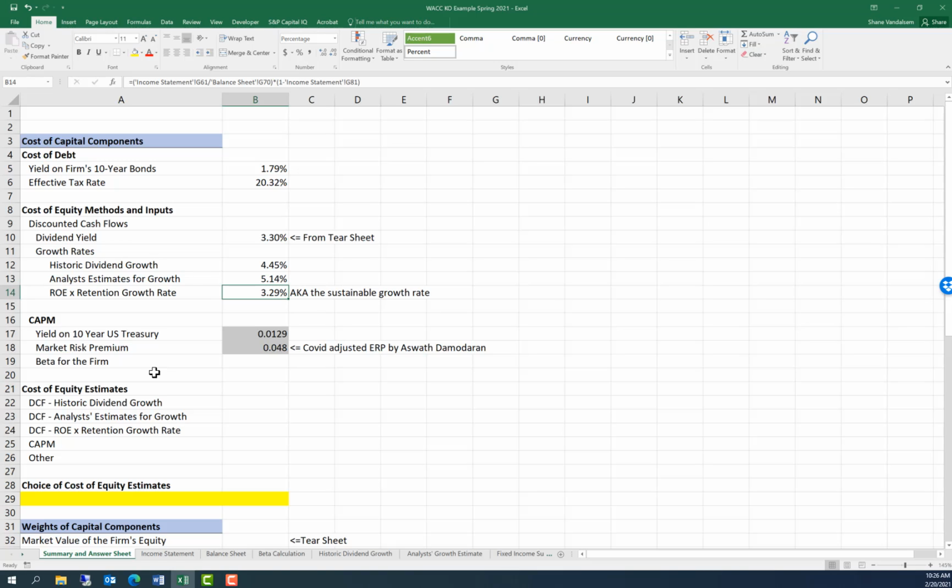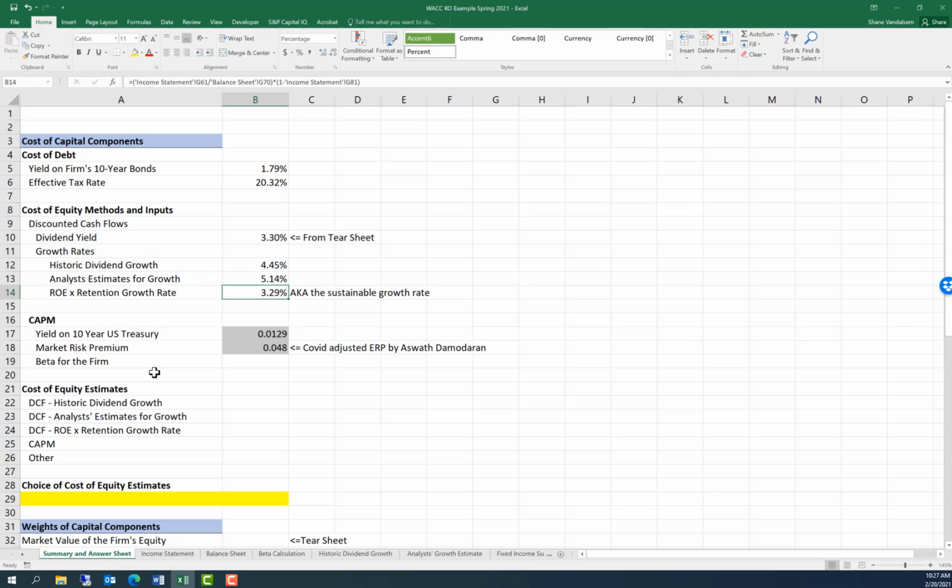So not a lot of variation here, and that's fine. For a company like Coca-Cola, we wouldn't expect to see a lot of variation. When you have companies that aren't as large and as stable and as old as Coca-Cola, you might expect to see a lot of variation here. For example, if a company doesn't pay dividends, that historic dividend growth is 0.